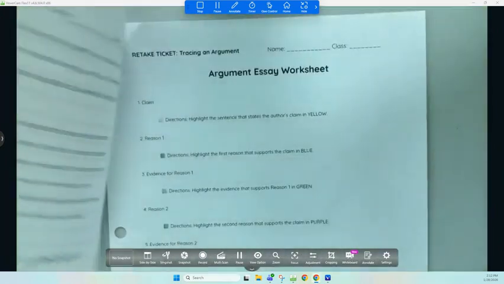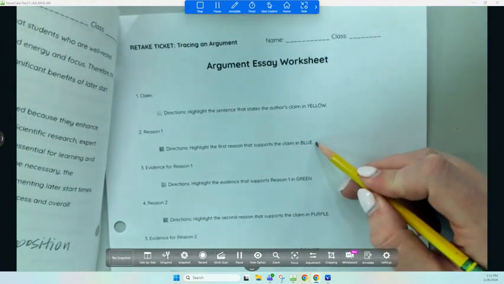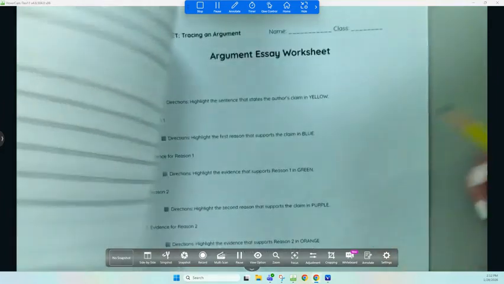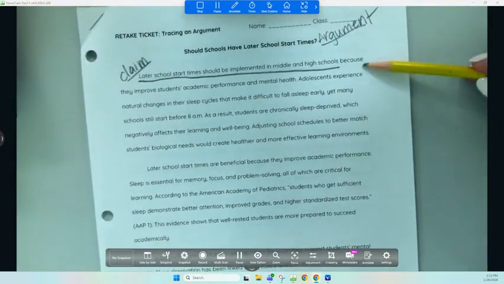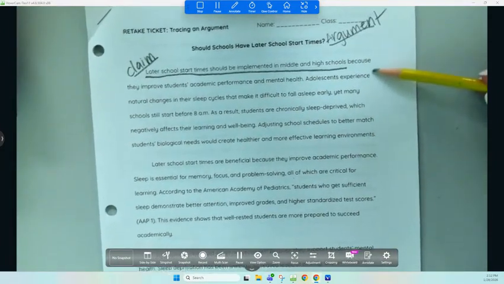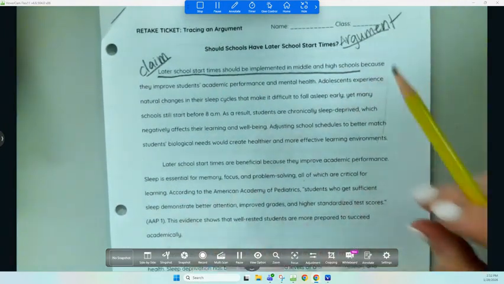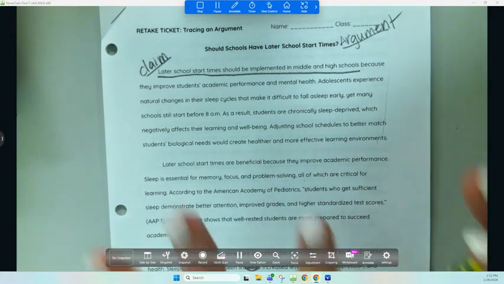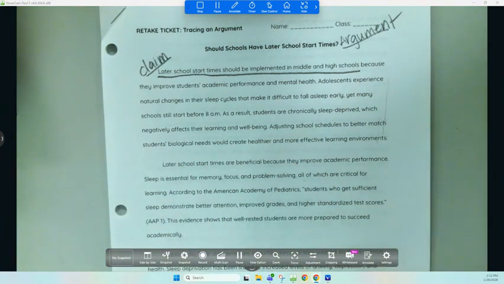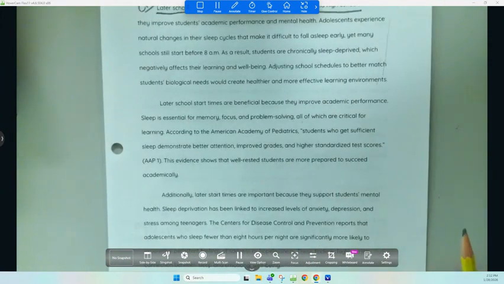All right, what's the next thing? It says highlight the first reason that supports the claim in blue. So this is just kind of introducing your topic, right? This is the introduction. They're kind of giving me a little bit of a taste of what's to come. So let's keep reading. Later school start times are beneficial because they improve academic performance. Sleep is essential for memory, focus, and problem solving, all of which are critical for learning.